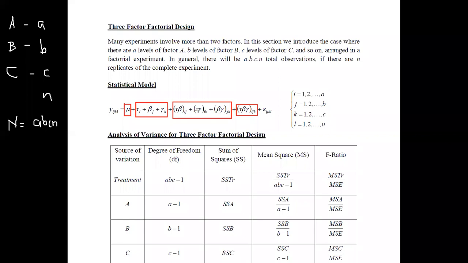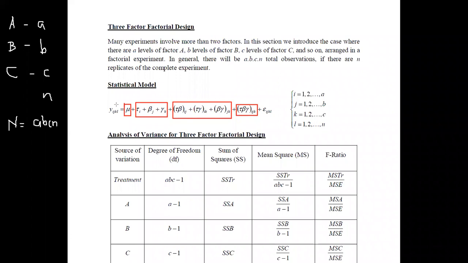Tau gamma is the interaction effect due to factors A and C. Then here you can see it is the interaction effect of factors B and C. And tau beta gamma is the three-way interaction, the interaction due to factors A, B, and C with the ith, jth, and kth level of each factor.